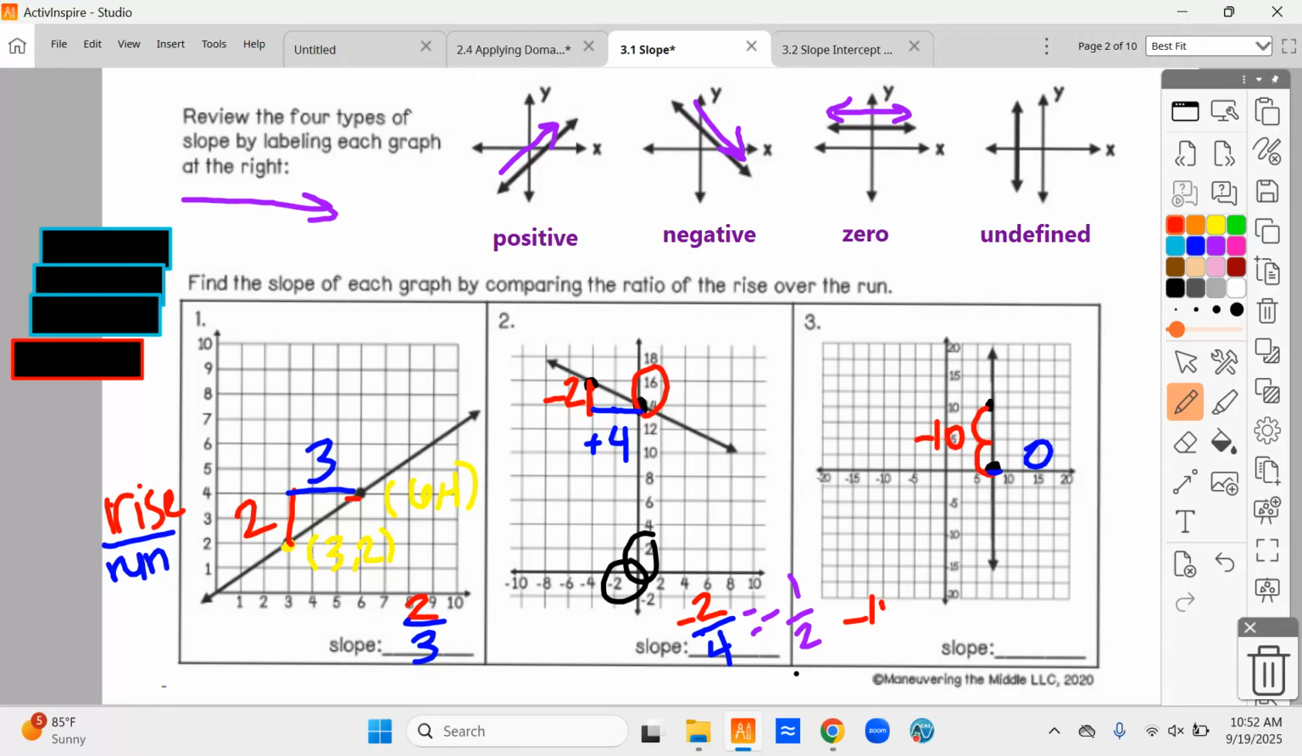Now, -10 over 0, in my calculator, I cannot divide by 0. Nothing can be divided by 0, ever. So my answer would be undefined. So a vertical line has a slope of undefined because the run is 0 and I cannot divide by 0.